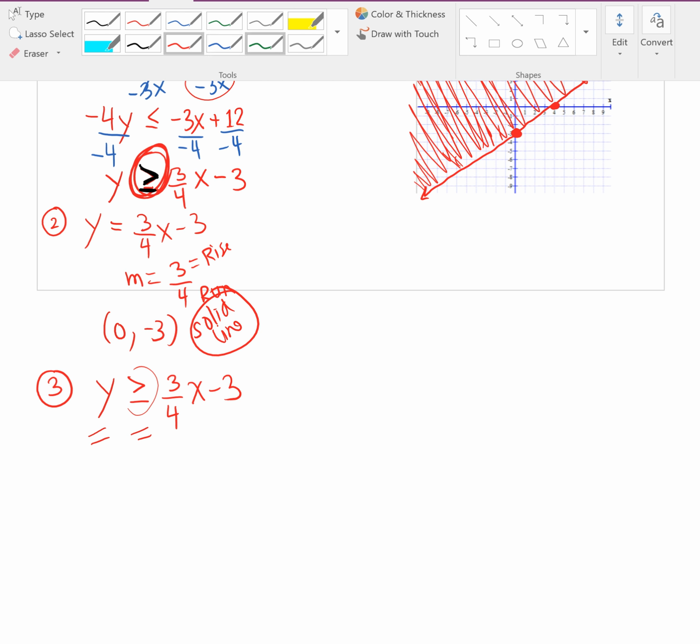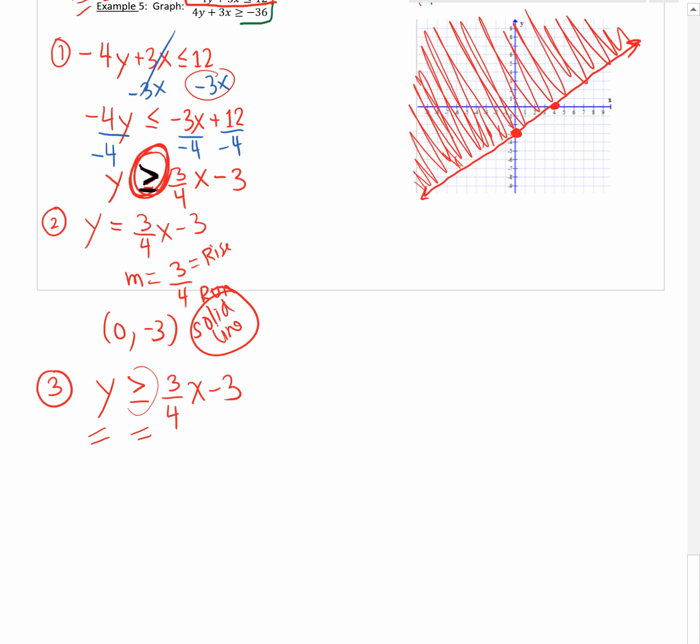Alright, we'll do that one more time for the next one. And I'm looking at this guy, he looks a lot like his friend above, huh? Instead of negative 4y plus 3x, it's 4y plus 3x. I have a feeling these guys will be interesting graphs. Like the last ones were parallel, huh? This one might be something kind of interesting as well. 4y plus 3x greater than or equal to negative 36.